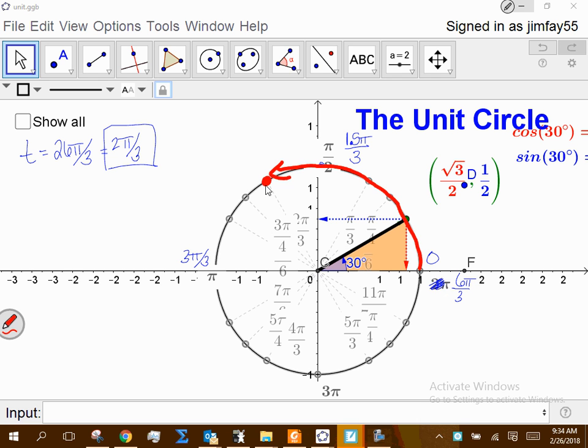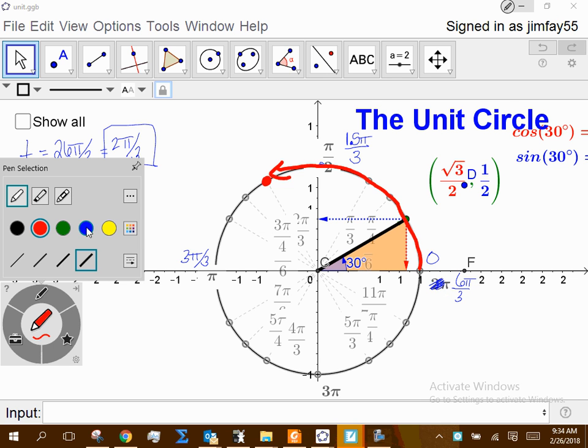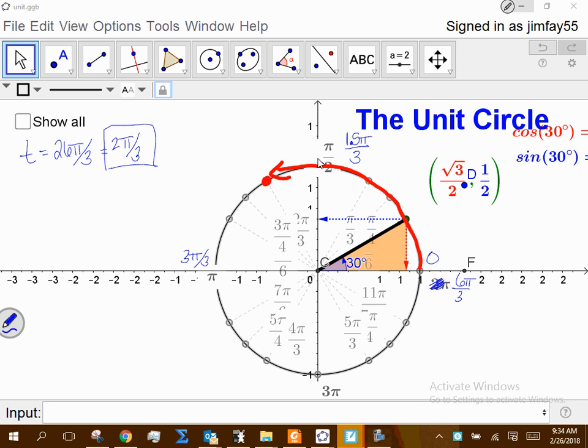But I don't really care if I know where exactly it should be positioned up here. I don't even care if I thought maybe it should have been this point here. What I do care about is knowing that if that arc is 2 pi over 3, that arc right there is 2 pi over 3, how far do I need to go to get to there? Pi over 3, right? So T bar is pi over 3.